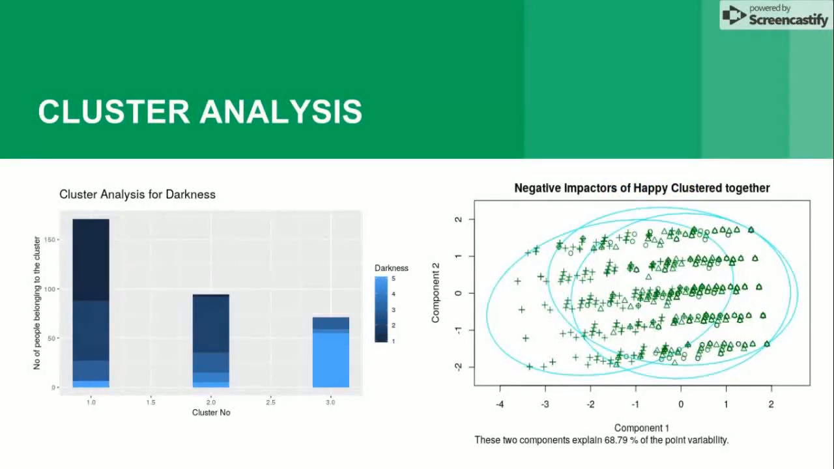These are the observations obtained after k-means clustering. In the first plot, cluster number 1 represents people who are happy, and clusters number 2 and 3 represent people who are sad. We can observe that people who are afraid of darkness are more sad. We also analyze the positive and negative impactors of happiness. We notice from the second plot that negative impactors of happiness add 68.79% point variability.